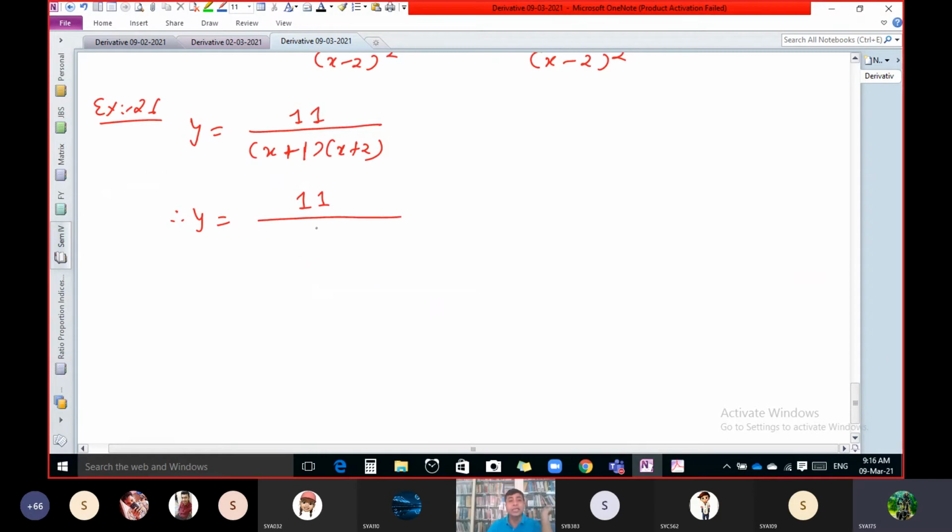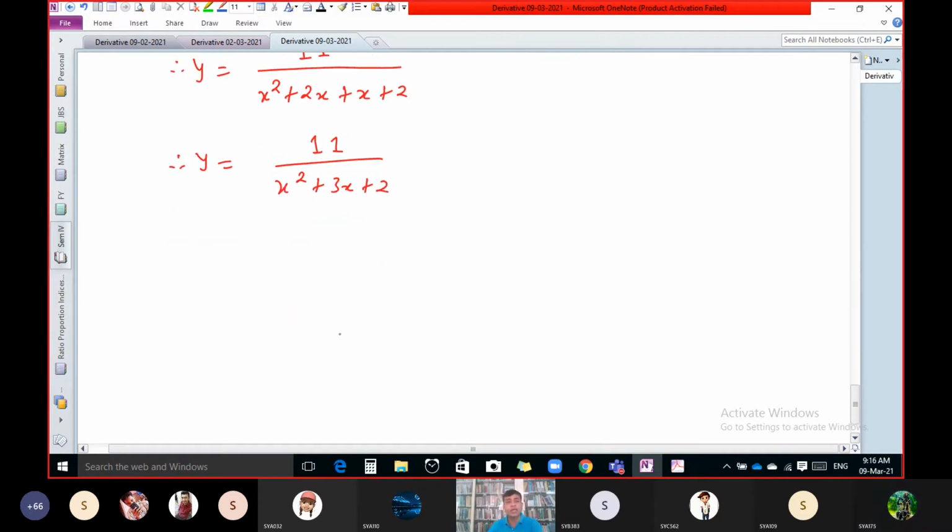So what is the simplification here? Open the brackets. What do we get? x square plus 2x plus x plus 2. Perfect. So ultimately we get y equal to 11 divided by x square plus 3x plus 2. Now differentiate this with respect to x. So dy by dx, tell me.